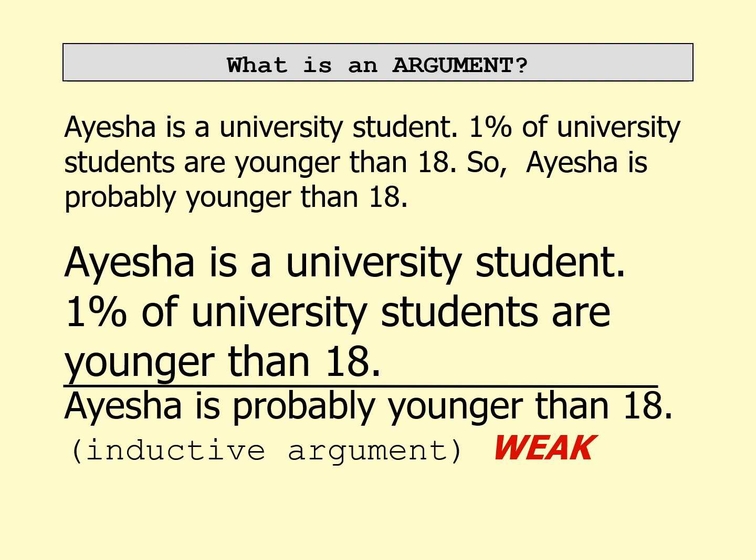On the other hand, you should be able to see why this version would be a weak inductive argument. If only a few university students, let's say 1% of them, are younger than 18, Aisha's chances of being younger than 18 is slim. So it is probable that the conclusion is false even when the premises are true. So this is a weak inductive argument.